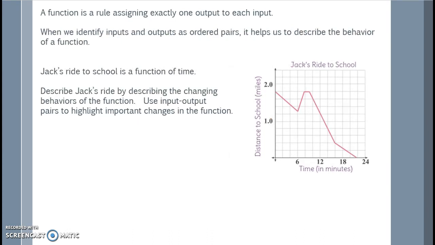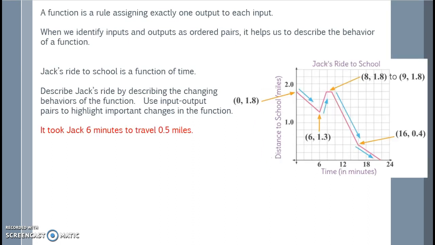When we identify inputs and outputs as ordered pairs, it helps us to describe the behavior of a function. Jack's ride to school is a function of time. Describe Jack's ride by describing the changing behaviors of the function. Use input-output pairs to highlight important changes in the function. So I've converted my graph here with our points that may be of some interest to us. So when he starts out, I see that it took Jack 6 minutes to travel a half of a mile.